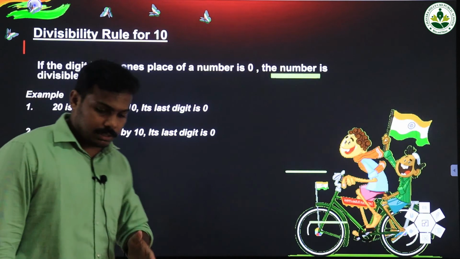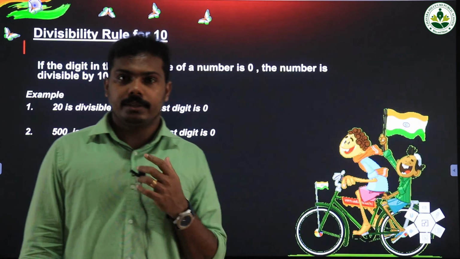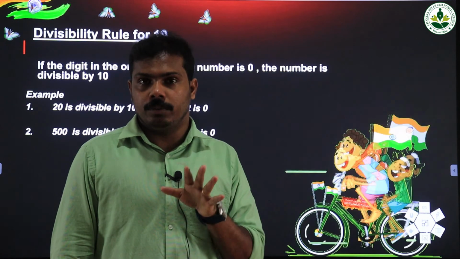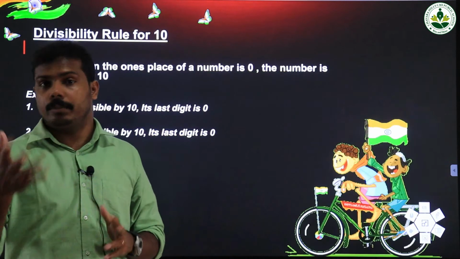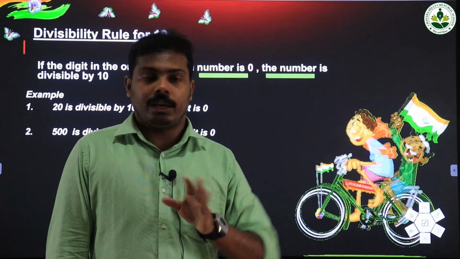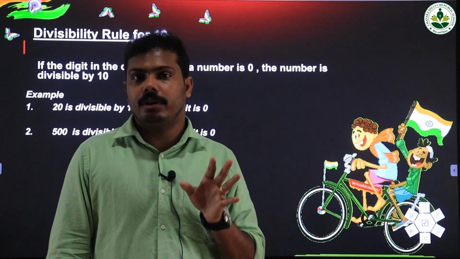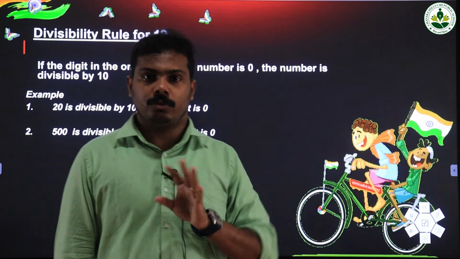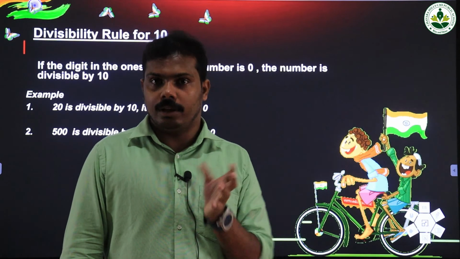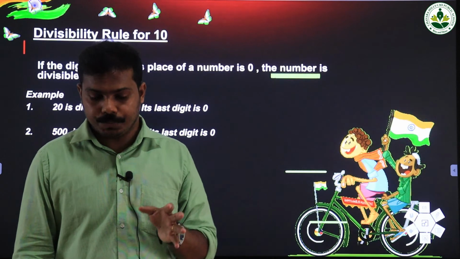So today we discussed the divisibility rules for 2, 3, 4, 5, 6, 8, 9 and 10. What does divisibility mean? If you divide a number by another number, the result is a whole number without a remainder. We need to do a complete division without remainder, that means the remainder is always 0. That is divisible.